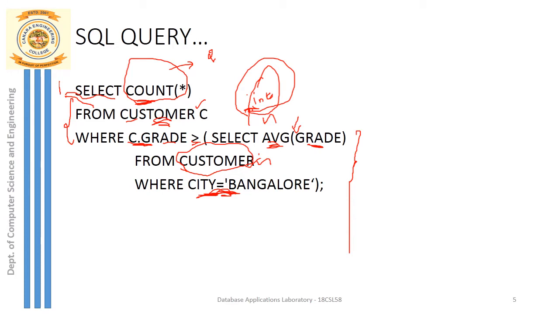So C dot grade refers to each customer's grade. Now you are checking whether it is greater than the average value of the grade that you have just extracted. I have already calculated and kept the average value ready. Each customer's grade is compared with the average grade, and whichever row matches this condition is extracted and the count is incremented.